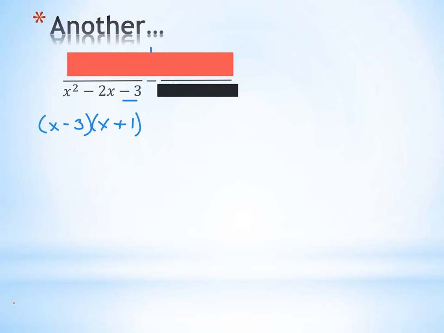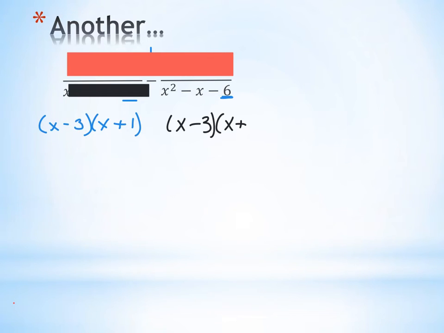Okay, so now I move on to my next one here, x squared minus x minus 6. I'm looking at factor pairs of 6 that are different from each other that combine to give me negative 1. The only factors of 6 that are one value apart are x minus 3 and x plus 2. So negative 3 times positive 2 gives me the negative 6. Negative 3 plus 2 gives me the negative 1x.